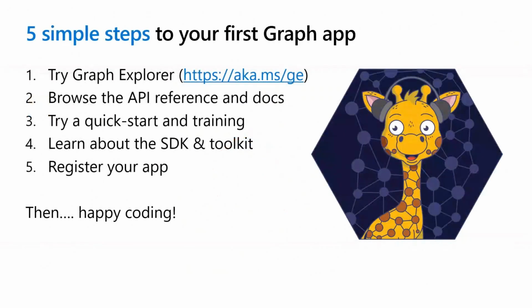There's really just a few simple steps to get your first graph application up and running. You try the Graph Explorer, you browse the API reference in the docs, we've got quick starts and training, and you can learn about the SDKs and toolkits, register your app in the identity platform, and away you go. But instead of just talking about it, let's go to the browser and actually show you around these experiences.